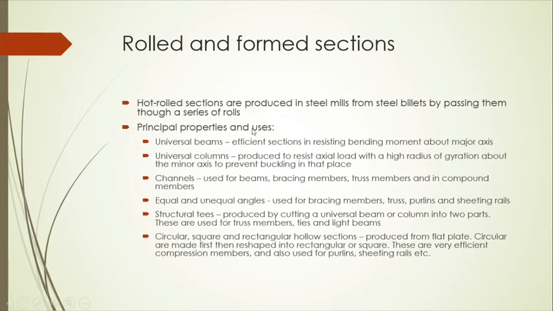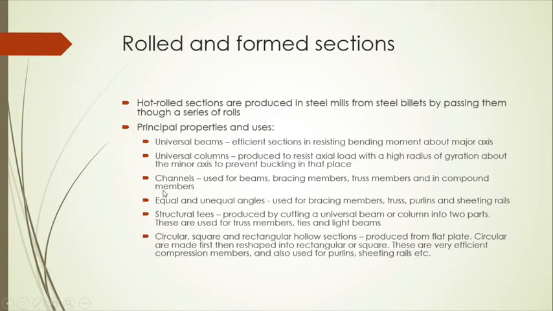In rolled and formed sections, basically you roll and then you form the sections. This is produced in steel mills from steel billets, as we mentioned earlier. Billets are smaller than blooms. By passing them through a series of rolls, you roll the steel in a heated state. That's why they call it hot rolled. So a heated steel billet is rolled through a roller to produce rolled and formed sections.